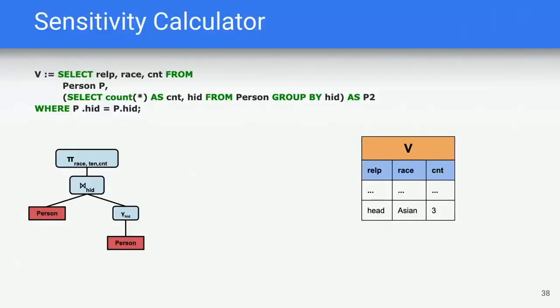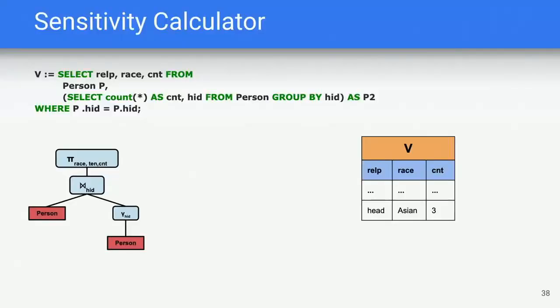And we have additional rules, so we build on top of the Flex rules that compute the elastic sensitivity, but we have additional rules that give us even tighter bounds. Okay. And the main idea there is that we keep track of what attribute is a key. Okay. So let's see how it would work.